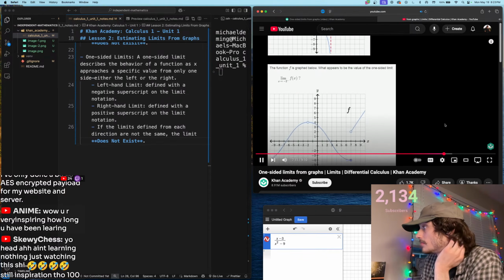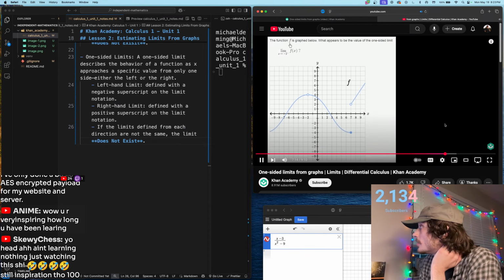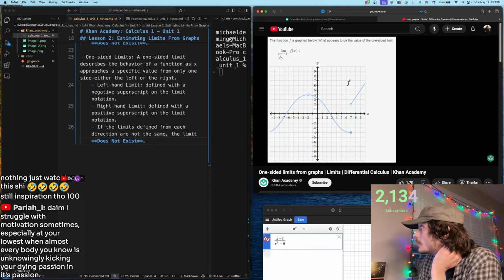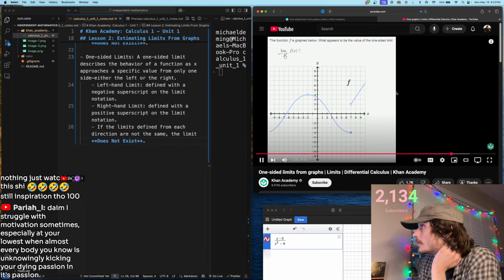Yeah. Let's do one more example. And here they're actually asking us a question. The function f is graphed below. What appears to be the value of the one-sided limit of f of x as x approaches negative 2 from the negative direction?